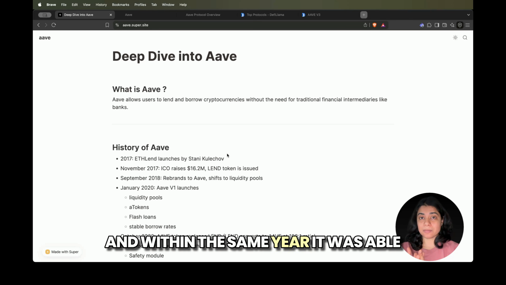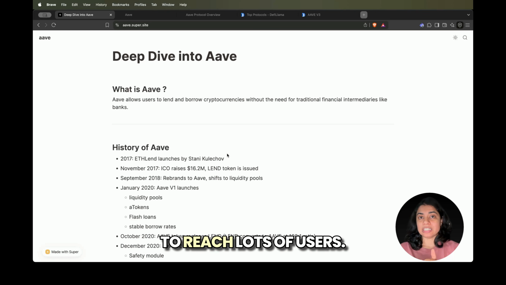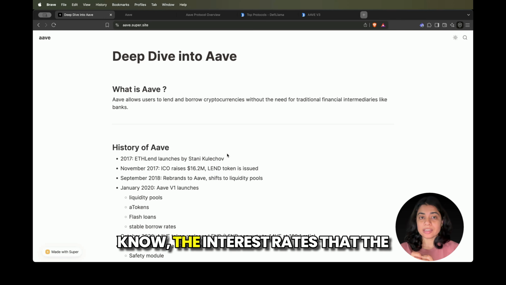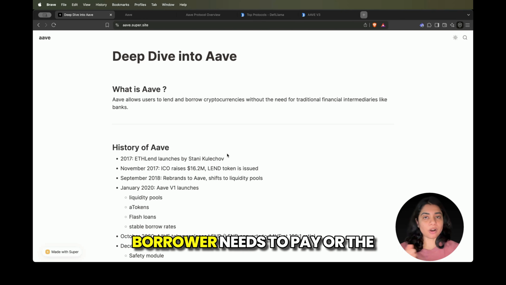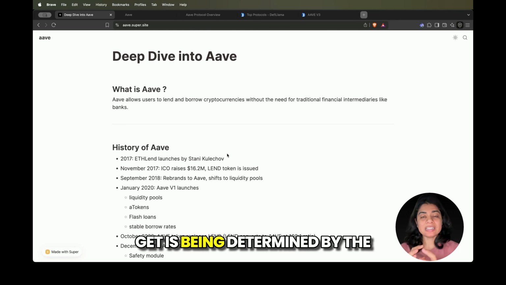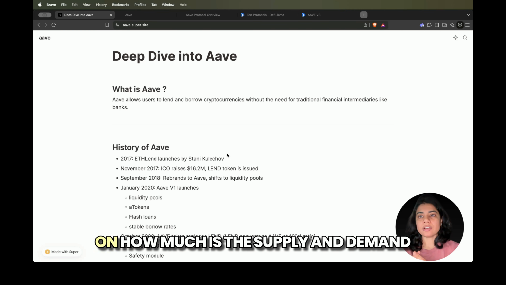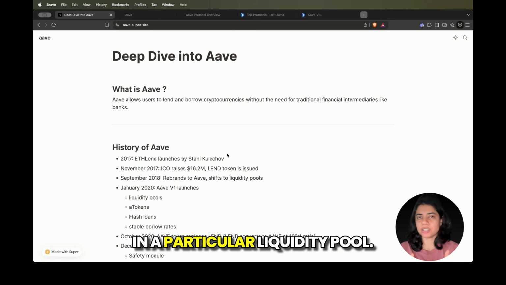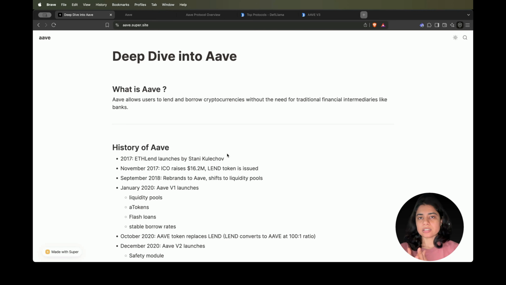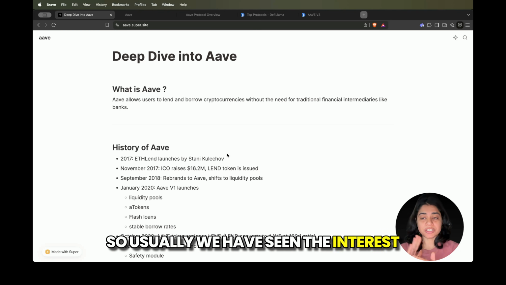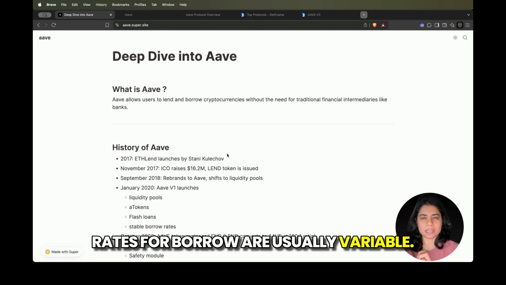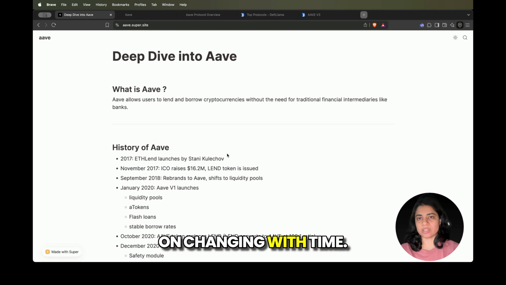Within the same year, it was able to reach lots of users. The TVL grew like anything. As we all know, the interest rates that the borrower needs to pay, or the interest rate the suppliers will get, are determined by market demand. It's done in an algorithmic manner depending on how much is the supply and demand in a particular liquidity pool. Usually we have seen the interest rates for borrowing are variable, which means they keep changing with time.